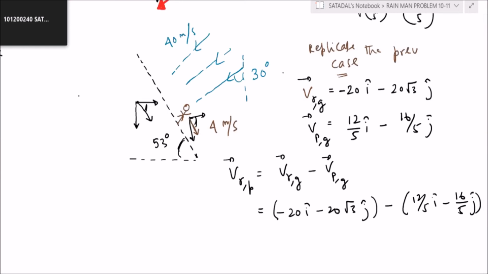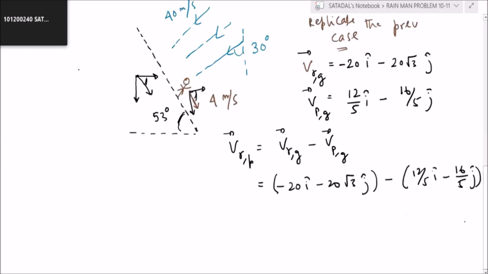Yes, Cherry. Sir, when we are taking velocity of rain with respect to ground, I cap is cos 30, no, sir? 20 cos 30, no, sir? No. This angle is 30, na? Yes, sir. This is sine. Oh, okay, sir. Okay.